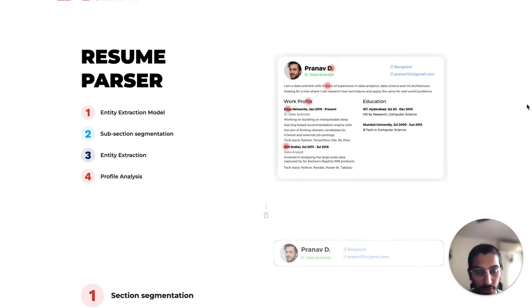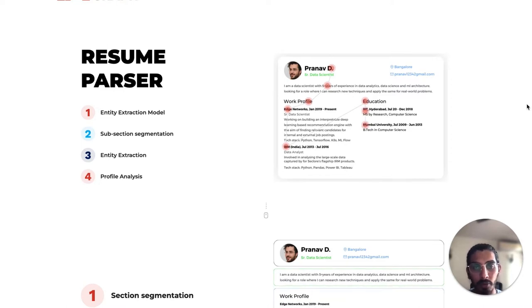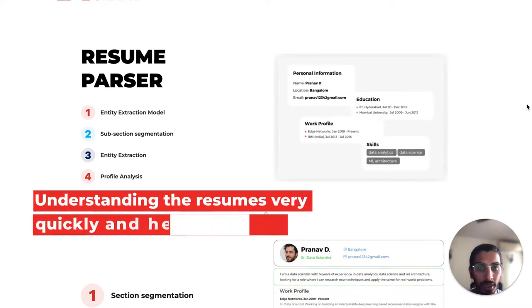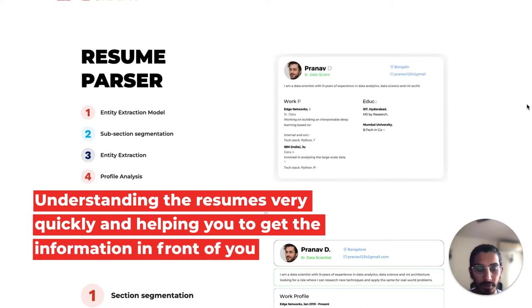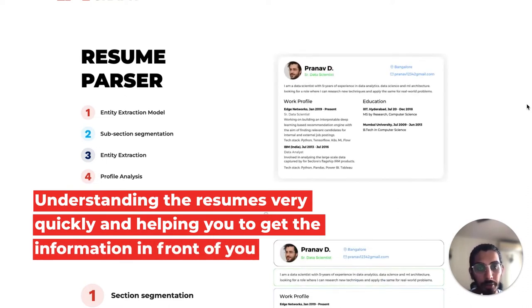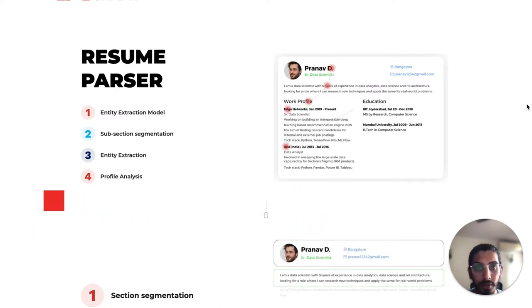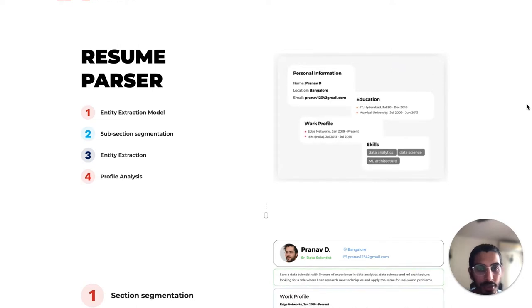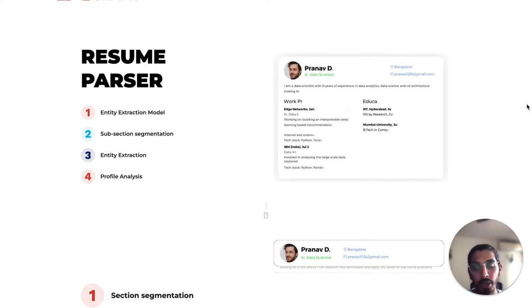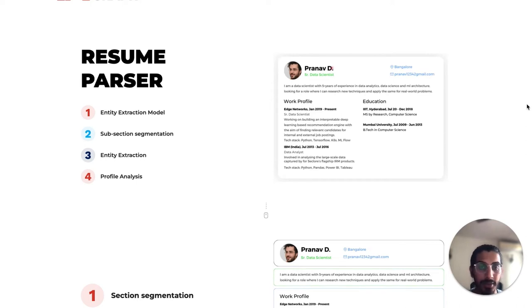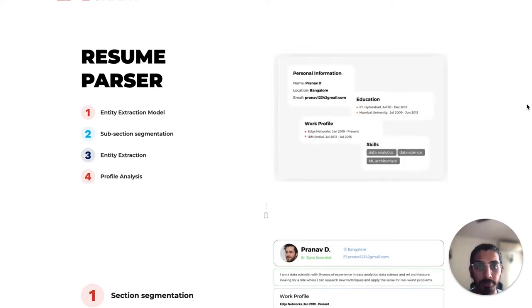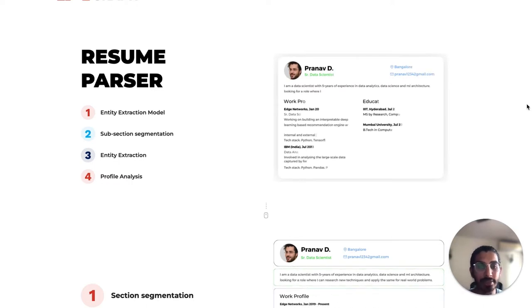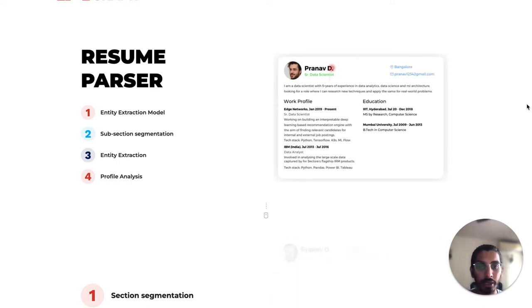And that was taking lots of time to understand the resumes, and that's where we built the capability called resume parser, where we understand the resumes very quickly and help you get the information in front of you. And the process is, as with job descriptions, a resume also has multiple sections like summary, objective section, skill sections, project details, education sections, patents, publications, certificates, trainings, personal information sections. We segment the resume into multiple sections.